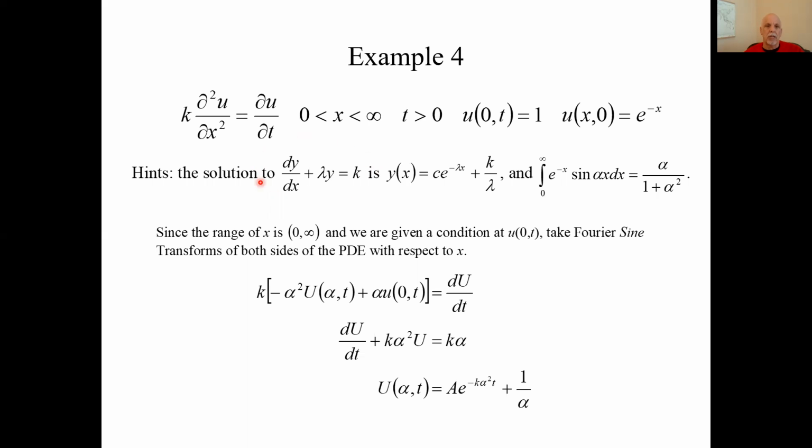Hence, in this case, we're going to encounter this ordinary differential equation that we encountered a couple of examples ago. And you don't have to evaluate this integral. I just say, here it is. But these things will crop up as we solve. We're going to take the sine transform with respect to x. K times minus alpha squared. This thing can be put on your formula sheet. It's in this same briefing. On the right side is just dU/dt.